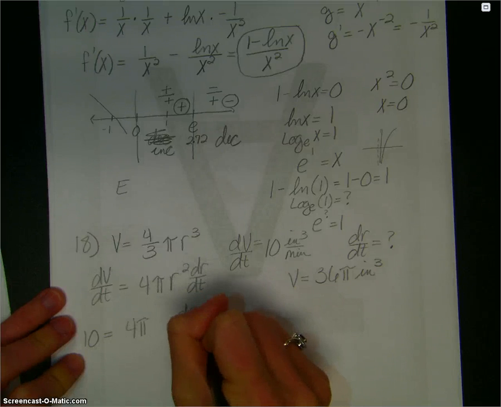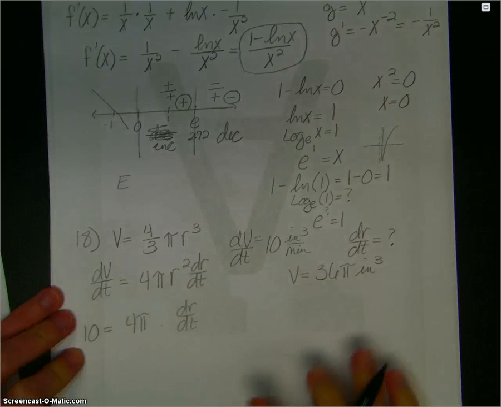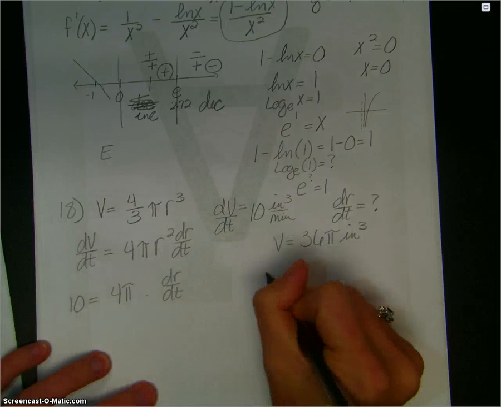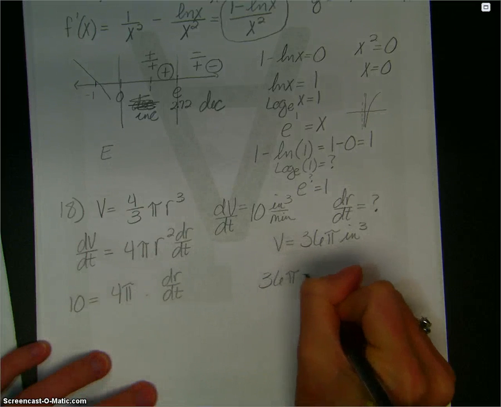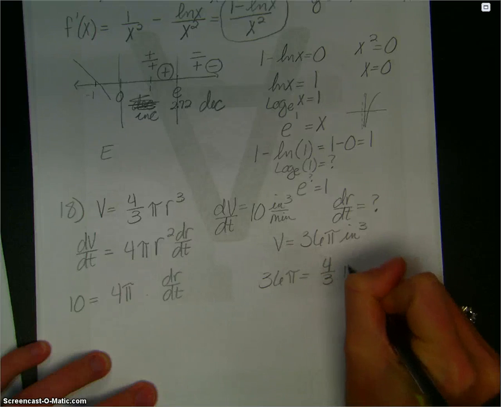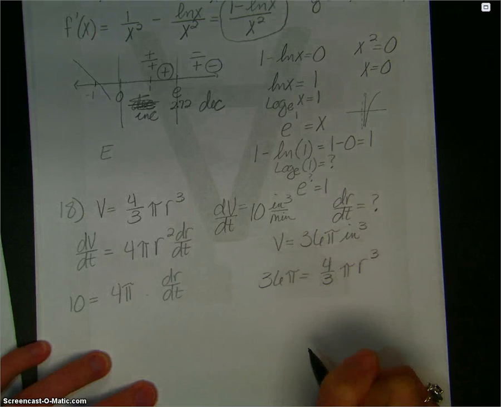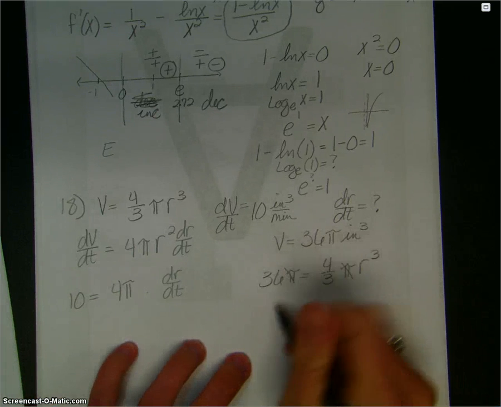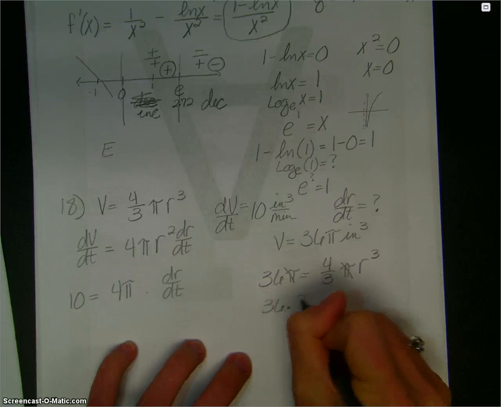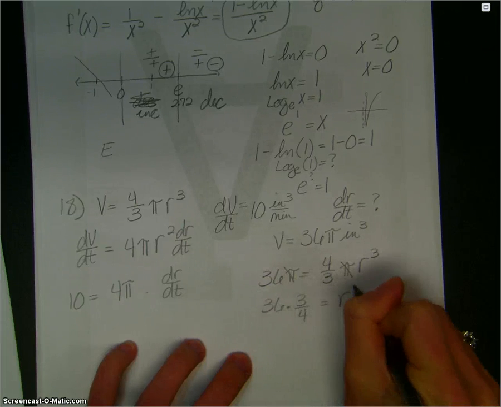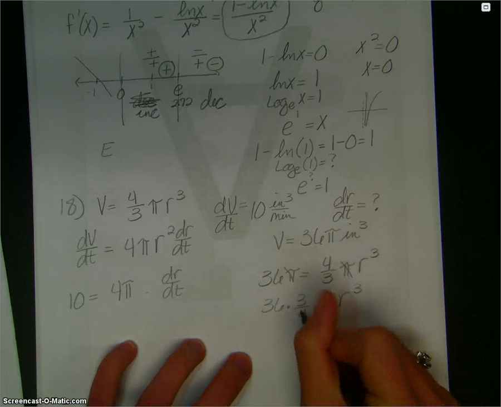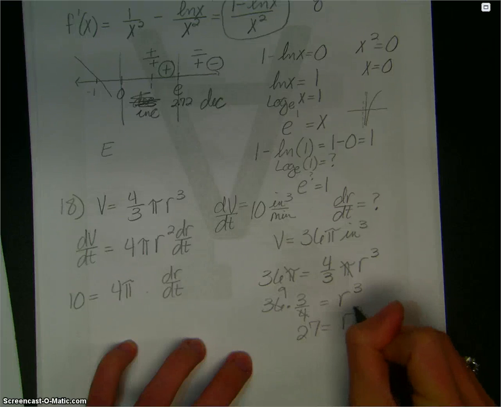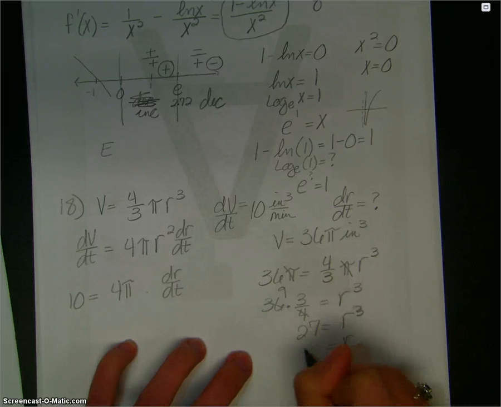I'm looking for dr/dt, so I'd really like to know what to use for my radius. So to find my radius, I'm going to plug this in for my volume right here. So I'm going to have 36 pi is equal to 4/3 pi times my radius cubed. So my pi's are going to cancel out, and now I'm going to multiply by 3/4. So 36 times 3/4 is going to equal r cubed. So I multiplied by my reciprocal, and so that's going to give me 27 is equal to r cubed. So I'm going to say that my radius then is equal to 3.